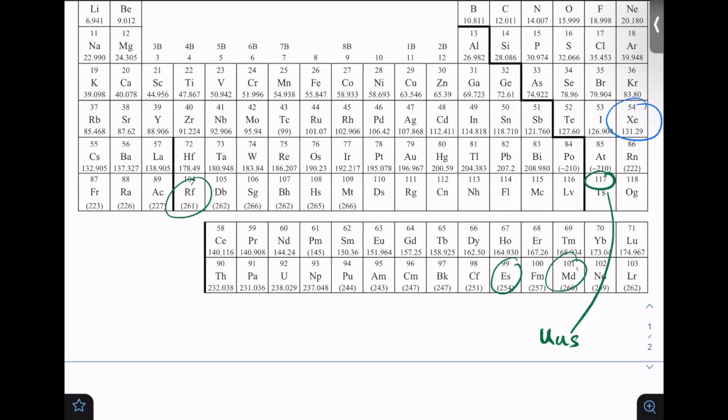But now it has a symbol on it, Ts. Anyone know what Ts stands for? It's not titanium, it's Tennessine. It's not Tennessium. It's Tennessine.